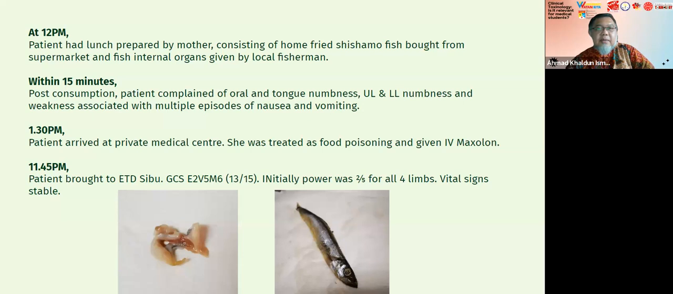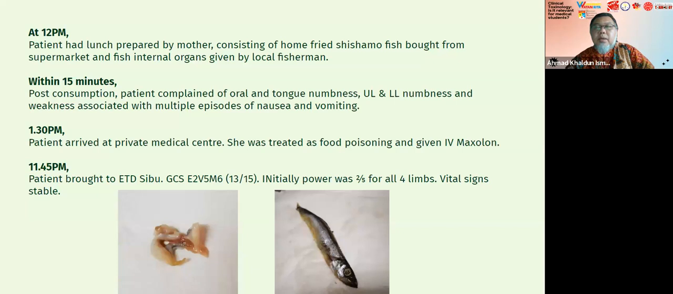For example, if this patient dies, the one who should be blamed is the fisherman who gave them the internal organ of that fish. That could lead to a possible manslaughter, causing death by giving them a poison. These are still, I think, not much known to the public.